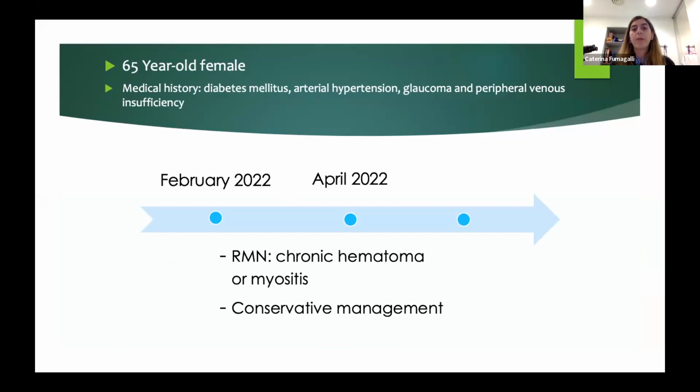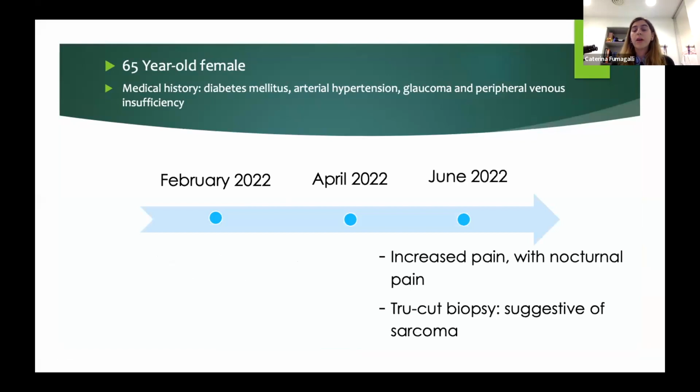So in April, a magnetic resonance was performed, showing a mass that suggests a chronic hematoma or myositis. So a conservative management was done at the time. In June, due to increased pain with nocturnal pain, a through-cut biopsy was done in another center, and it came out to be a tumor suggestive of sarcoma. So for this reason, the patient came to our hospital.